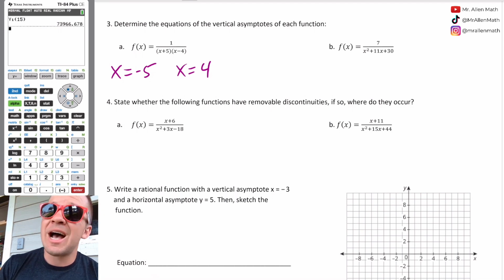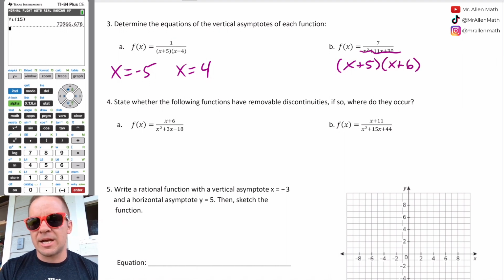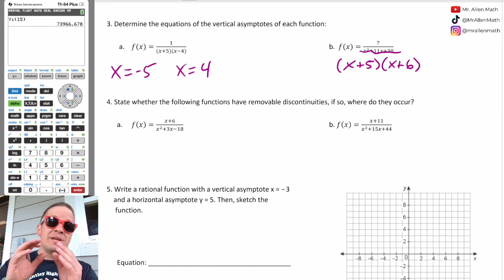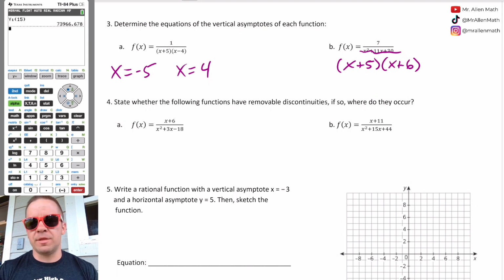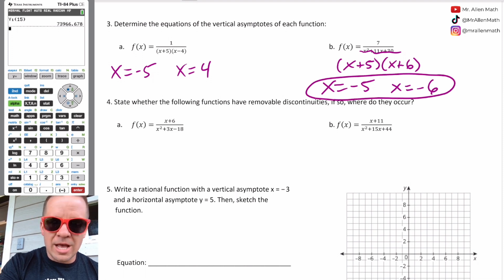This next one here, I do need to factor. So I'm going to have x + 5 and x + 6 for that denominator, right? Because it multiplies to 30, adds to 11, check. Now, nothing cancels here, so there's no removable discontinuities. If something canceled, then that would not be a vertical asymptote. It's what we're left with in the denominator. So in this case, once again, it's both of them, x equals -5 and x equals -6. Those are my two vertical asymptotes.